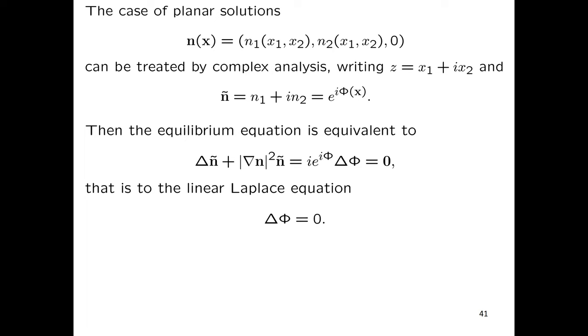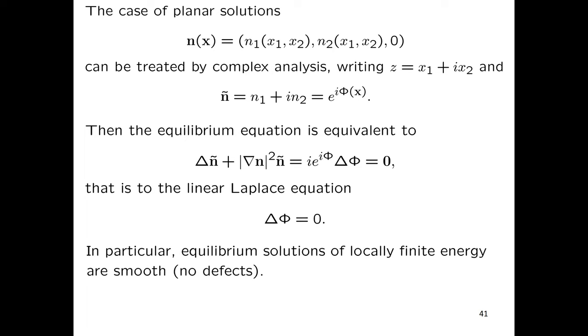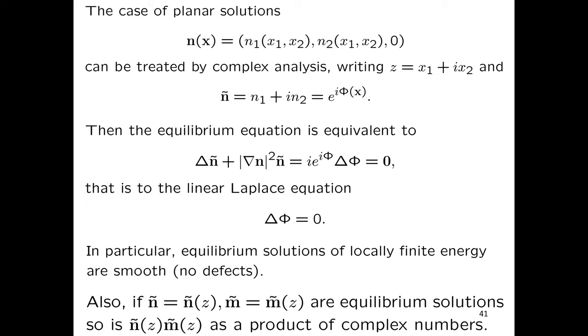So that makes life a lot easier. And in particular, that means that equilibrium solutions of locally finite energy are smooth. So there's no defects in this two-dimensional theory. And also something very interesting is if you take two equilibrium solutions, n and m, and you multiply them together as complex numbers, that gives you another equilibrium solution because you just add the angles, right? It's really simple, but really interesting.